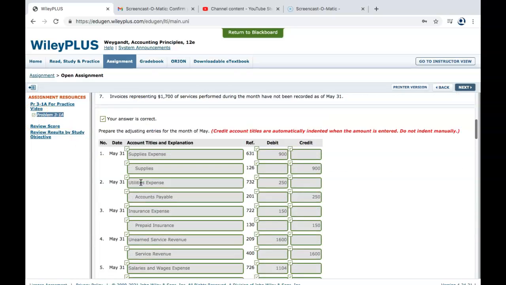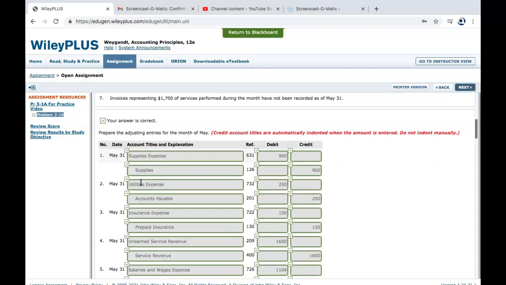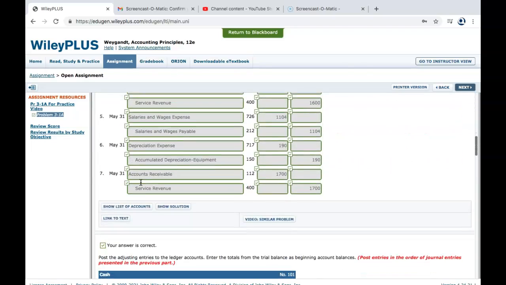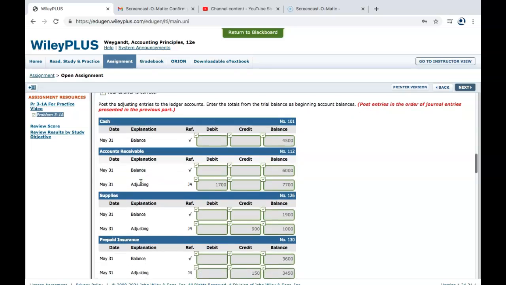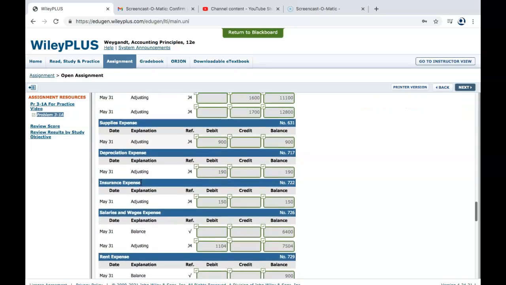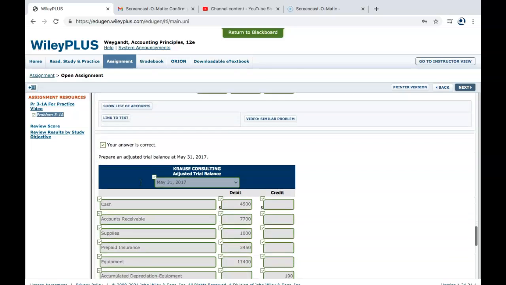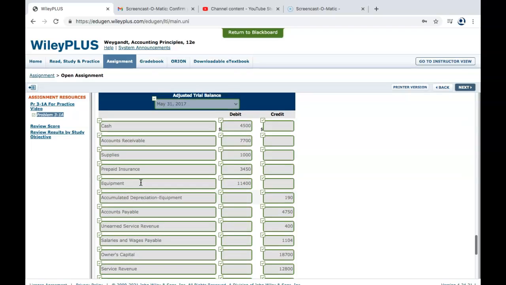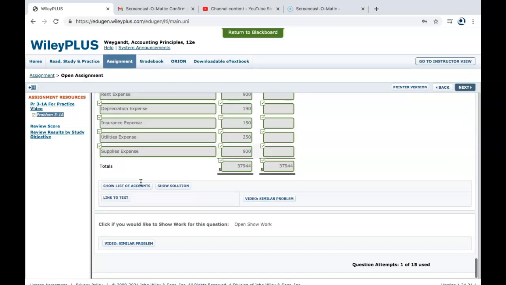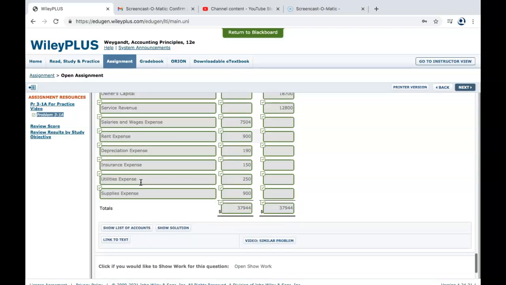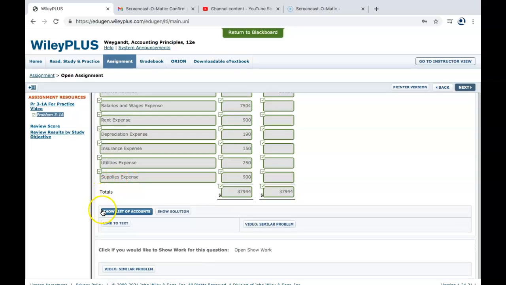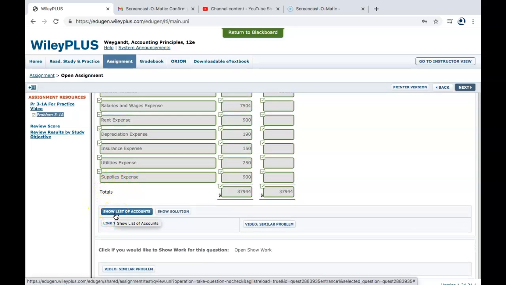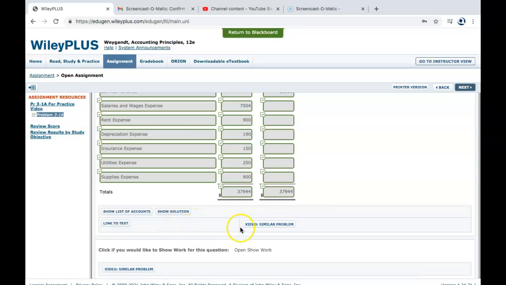Let's take a quick scroll down from the top. After we've entered everything in, our journal entries look good. Our posting entries to the accounts look good, and all the balances. Our adjusted trial balance looks good. And basically, the last item here I just want to point out is if you have trouble, you can click here for the accounts, and you can also see a similar problem or link yourself to the text.